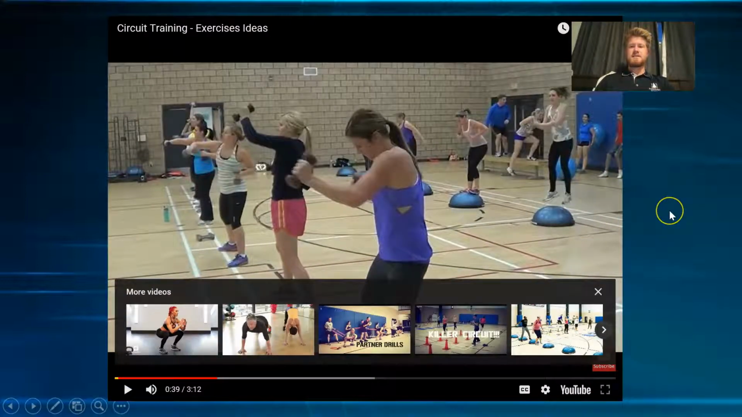So here you can see that there's a series of stations set up, and they spend a minute at each station. Then they move on to the next station and do a different exercise.